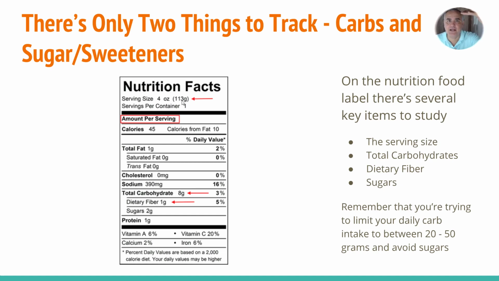But in the package that you're buying, that this label is on, it could be 16 ounces or 400 grams. So it would be a mistake for you to say, oh, this only has 45 calories, I can eat the whole bag. No, this only has 45 calories if you only eat 4 ounces or 113 grams. So be very careful that you are aware of the serving size.